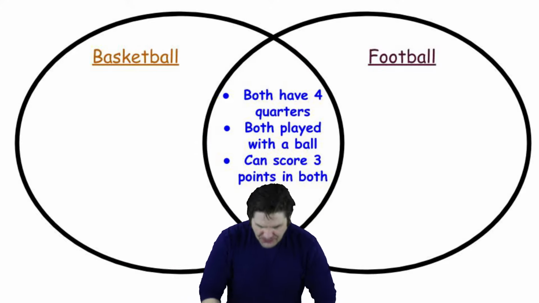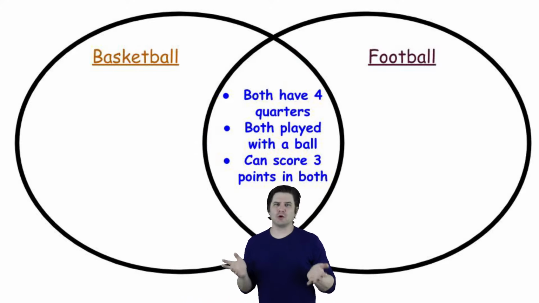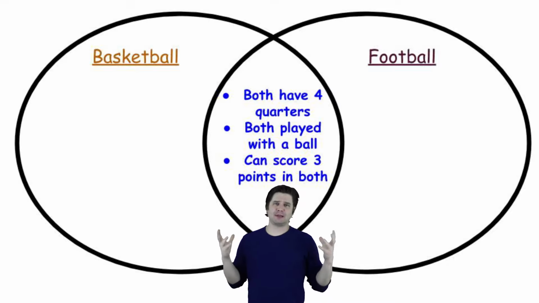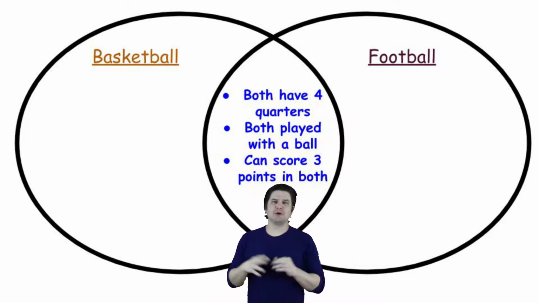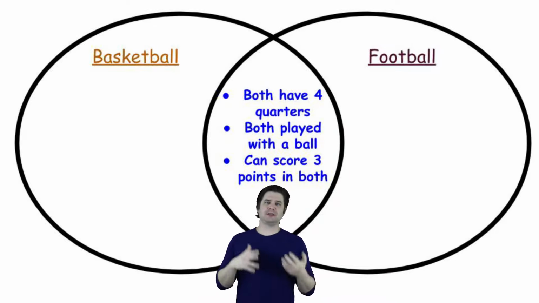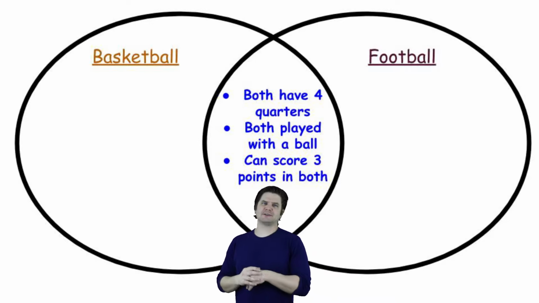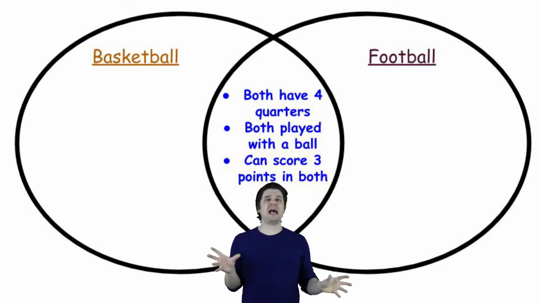So to start off with comparing and contrasting, I'm going to use a pretty simple example, and then we'll dive into how we can use it in literature after. But just to get the hang of it, let's start by doing sports. So I want to compare and contrast basketball and football. I like to start by comparing first, by figuring out the ways that they are similar. Both of them have 4 quarters. Both of them are played with a ball. In both of them, you can actually score 3 points. So we have 3 ways in which they are similar. I could go a little bit further, but for now I think that's good.